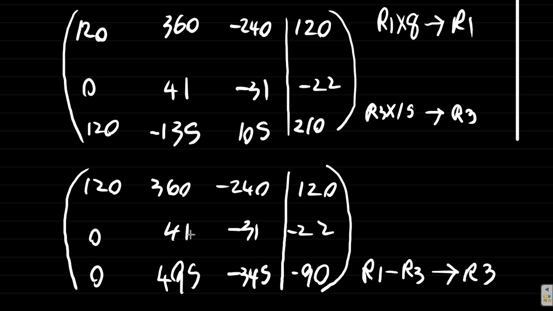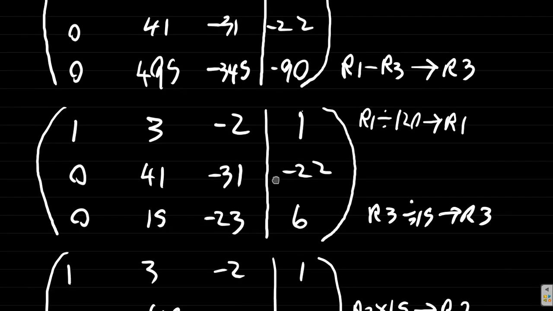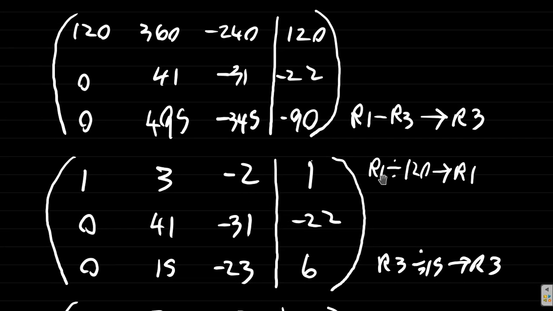This row 1 minus row 3 gives us a new row 3. 120 minus 120 gives 0. 360 minus negative 135 gives us this. Negative 240 minus 105 will give us negative 345. 120 minus 210, negative 90. Okay, so this is okay as it is. Let me see what happened here now. Row 1 divided by 120. This remains negative. Good.